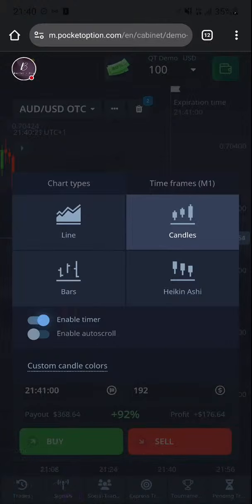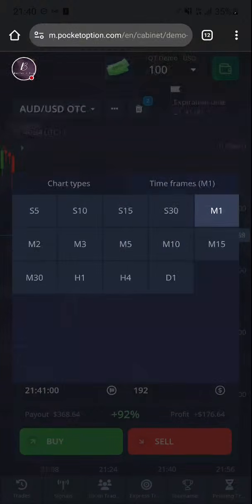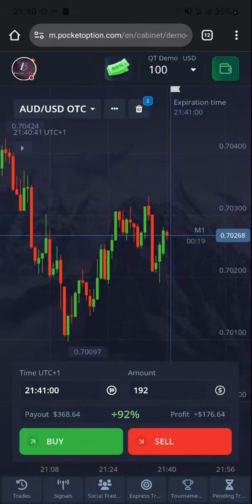So in the chart types, we're going to be going with candlesticks. Then we'll enable this timer, the candle timer. We'll disable this auto scroll thing, and we are using the M1 time frame. So we'll go to M1 and set the time frame to M1.